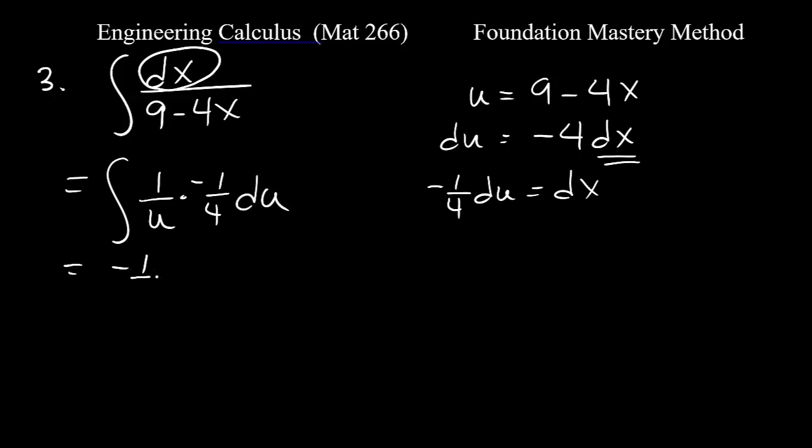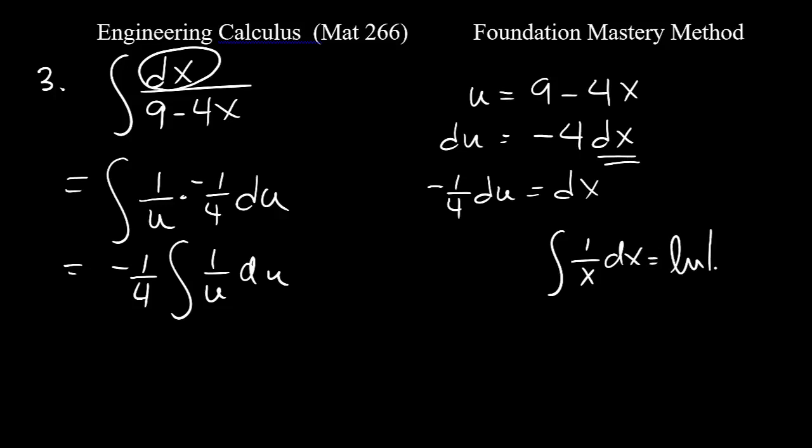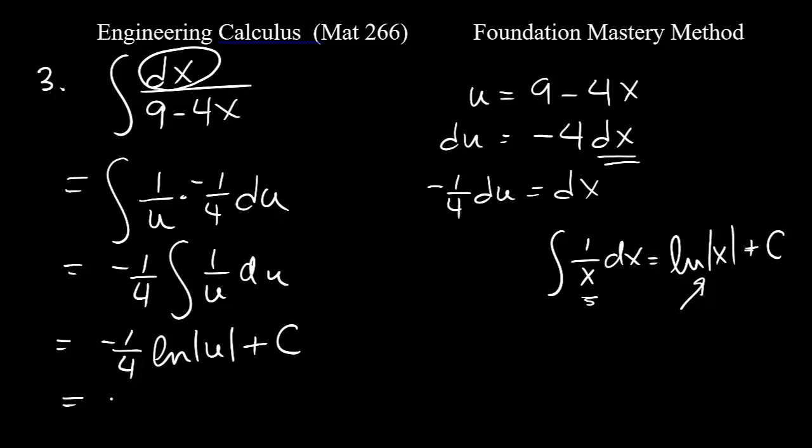So now let's rewrite this a little bit with the minus 1/4 out front. We're integrating minus 1/4 times 1/u du. Now remember, when we integrate 1/x dx, it is the natural log of the absolute value of x plus your constant of integration. And the reason we have these absolute values here is because we don't know anything about the domain of x. So going back to our problem here, we'll have minus 1/4 times the natural log of the absolute value of u plus our constant of integration. And our last step will be to back substitute. So instead of u, we're going to write 9 minus 4x.